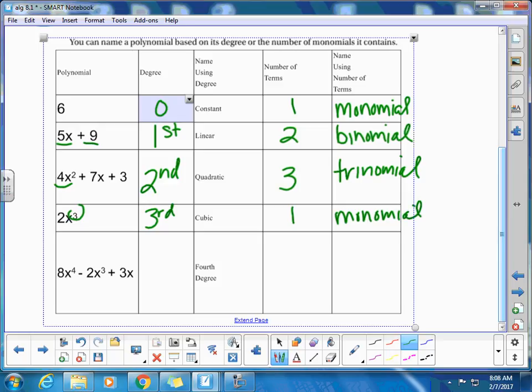Here we have 8x to the fourth minus 2x to the third plus 3x. So we look at the degree on the largest exponent. This is the fourth. So fourth degree. And it's just called a fourth degree polynomial. And in this case, we have 3 terms. So it's called, again, a trinomial.